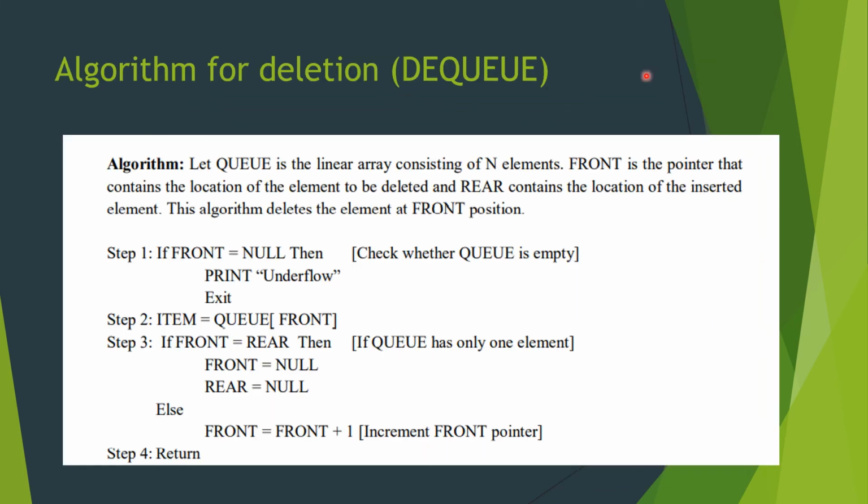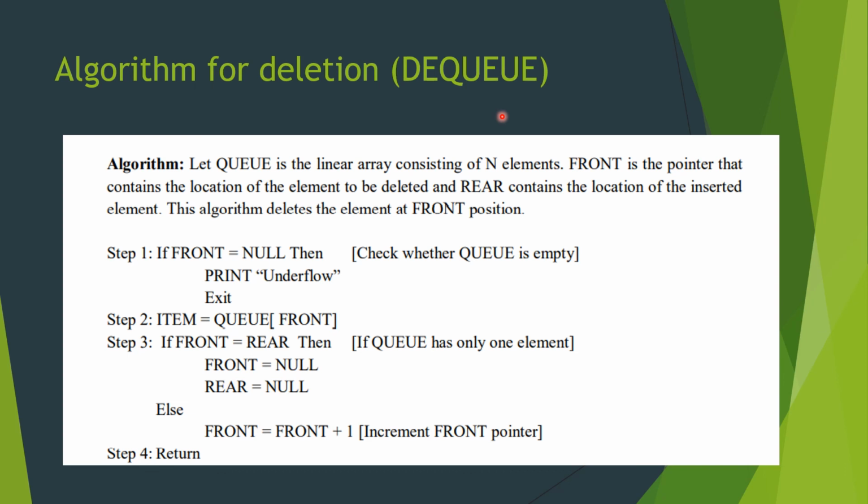Then the algorithm for deletion. This process we can call DQ. Here, let the queue be an array consisting of elements. Front is a pointer that contains the location of the element to be deleted, and rear contains the location of the element to be inserted. This algorithm deletes the element at the front position. So here there are four steps. First, we check the condition: the front is equal to null. It checks whether the queue is empty or not. When this condition becomes true, the queue is empty. Or else go to the next step, step 2.